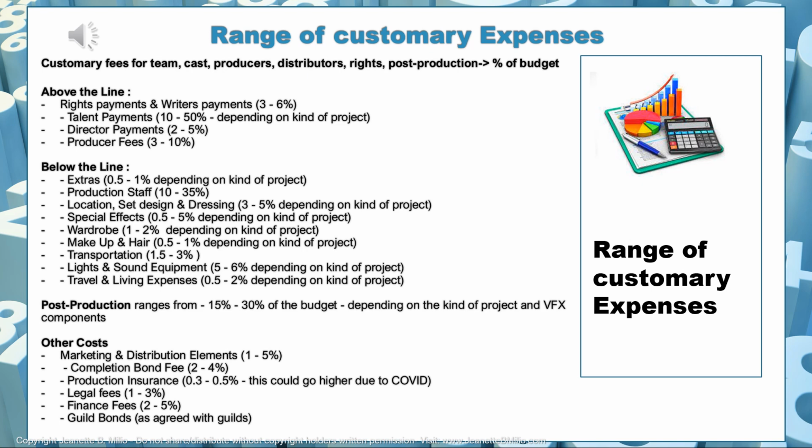Then there is the completion bond fee of 2 to 4%. Now that is very much subject to your project and the risk the completion bond feels it is taking. Production insurance is usually between 0.3 and 0.5%. This could be much higher right now due to COVID. I've seen COVID expenses for film and television shows increasing the budget by 10%. Legal fees, 1 to 3% of the budget.